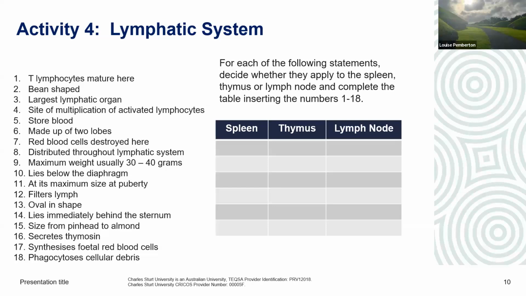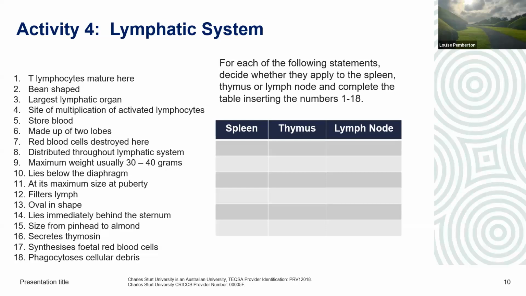Spleen, absolutely. At its maximum size at puberty. Yeah, the thymus. It undergoes atrophy as we get older and older. So that's why elderly people are more susceptible to infection, because they don't have all the T cells.